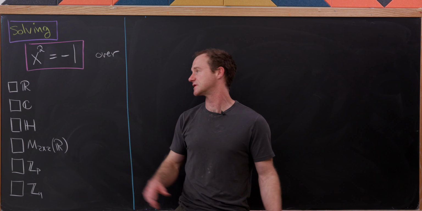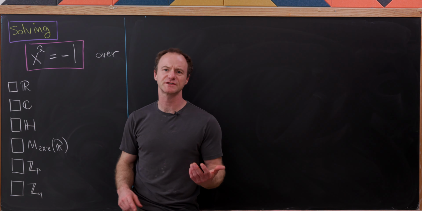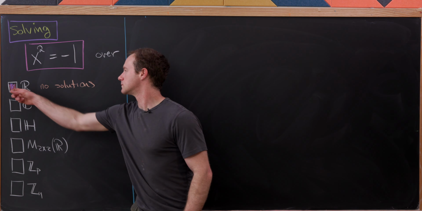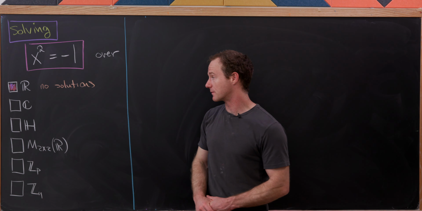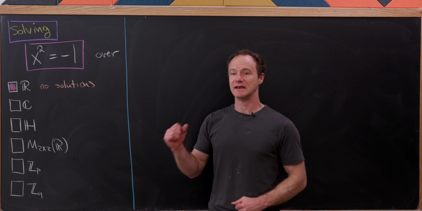Over the simplest one, R, of course there's no solution, so let's move on. Now moving on to our next pretty familiar number system, the complex numbers. You might know that there are 2 solutions, i and -i.